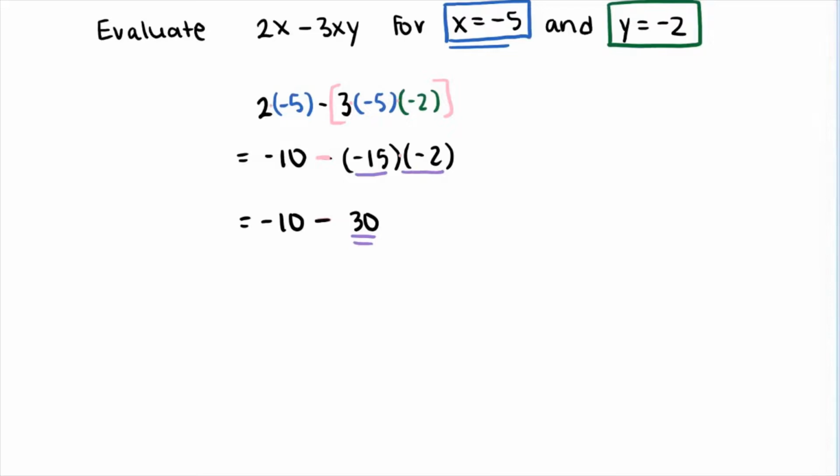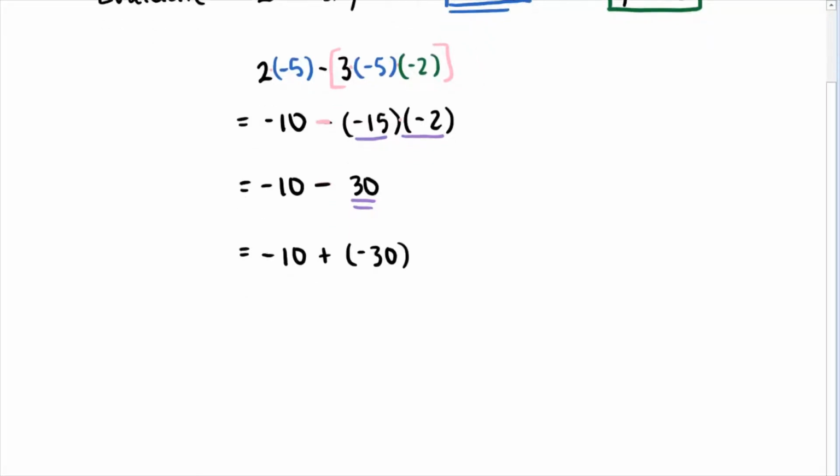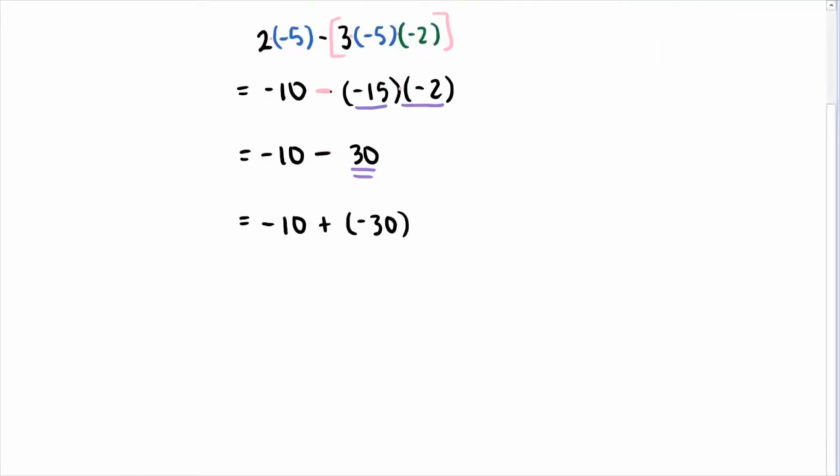Okay, so now to compute this result, I'm going to read that subtraction as adding the opposite of positive 30. I'm going to read it as adding negative 30. Right? That translation is really helpful for us when we're dealing with negative numbers. And so negative 10 plus negative 30, if I owe $10 and owe 30 more, this is the same as owing $40. So here our final result is negative 40.